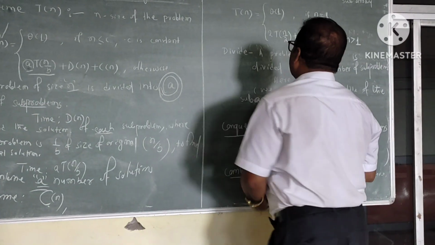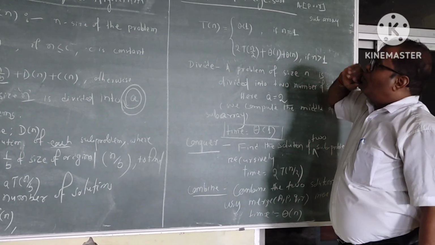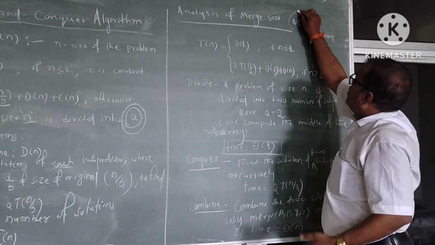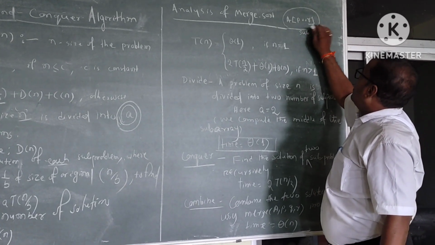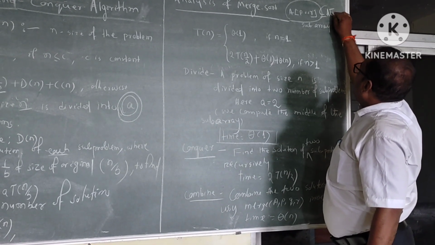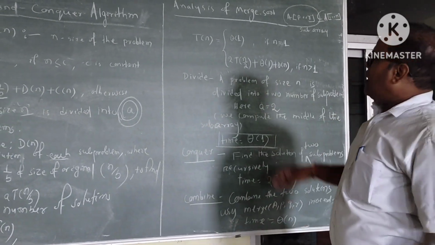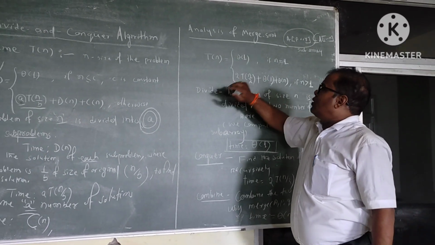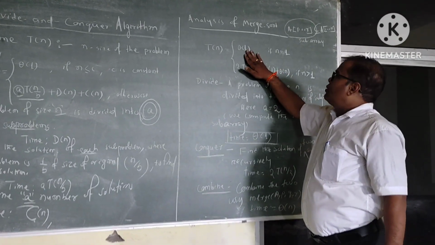Now let us come to the analysis of merge sort. Here we are analyzing merge sort for the subarray A, P to R. This is a subset of the sequence of elements A that begins from 1 to n. If you write the inequality form of the recurrence for merge sort, T of n is equal to theta of 1 where n equal to 1.